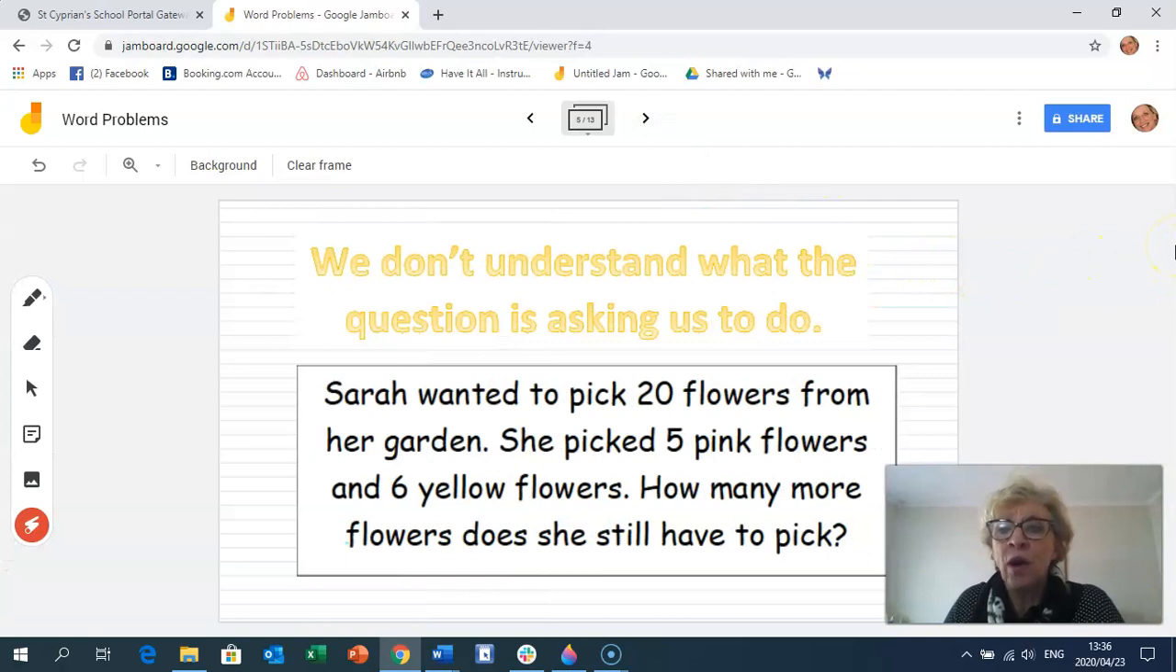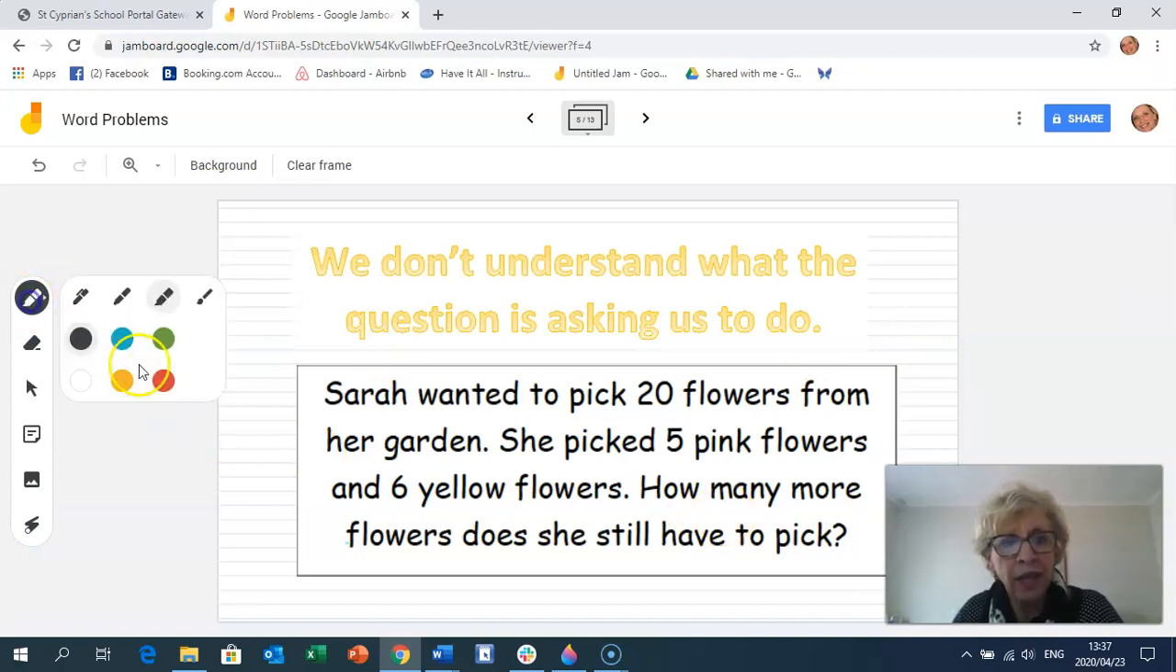Sometimes we don't understand what the question is asking us to do, so we have to learn certain different things to help us understand that. Let's look at this one. Sarah wanted to pick 20 flowers from her garden. She picked 5 pink flowers and 6 yellow flowers. How many more flowers does she still have to pick? So there we go. We've got 3 numbers. What do we do with these numbers? All right, so let's have a look here.